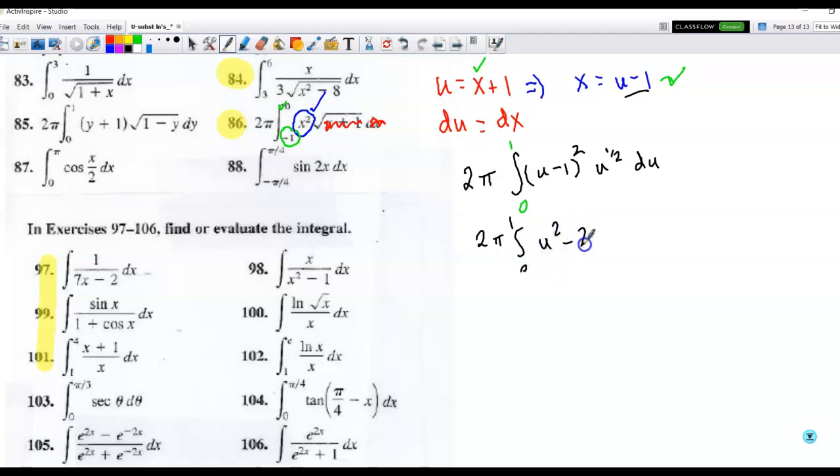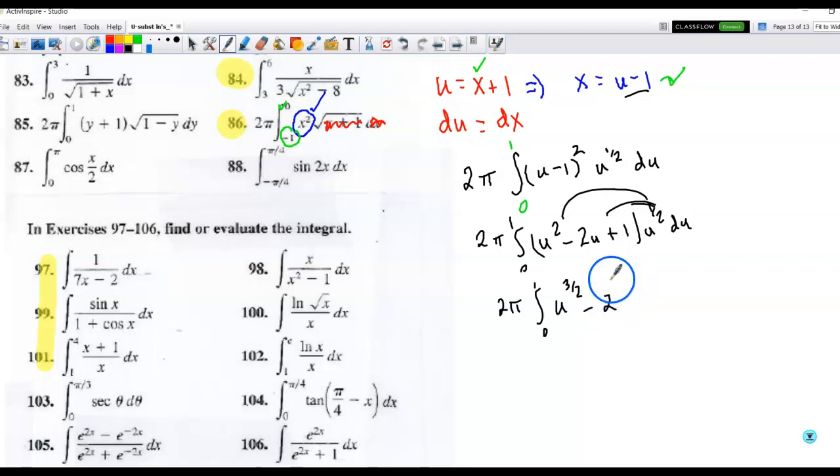So u squared minus 2u plus 1. Still not done. I got to do some more cleaning, some more algebraic simplification. So that's 2 pi. Not integrating yet. I'm going to distribute the u to the 1/2 to each term. So that's going to be u to the 3/2. Take your time when you're doing that. Minus 2u to the 1/2.